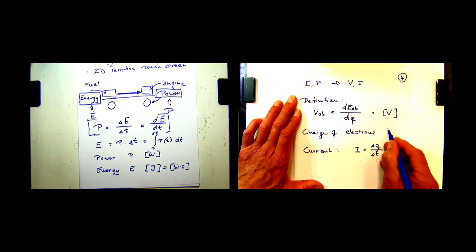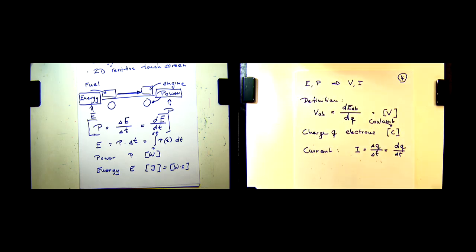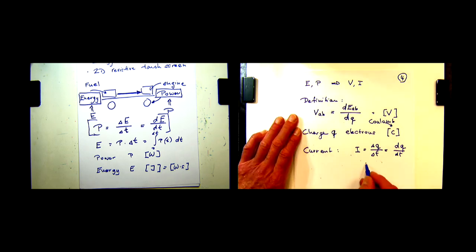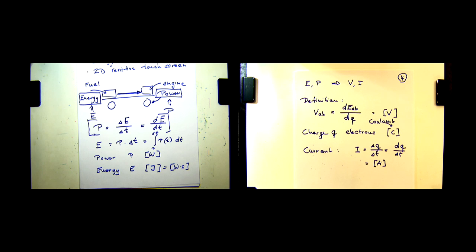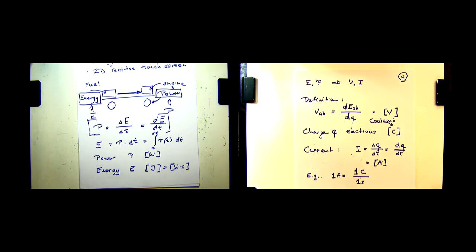Let's get the units here. The units of voltage, of course, is, well, volts. The units of charge, that is C, and this stands for Coulomb. Okay, Coulomb. And current, we know this already. That is amps. Okay. So, for example, one amp is equal to one coulomb, one C, per 1 second.